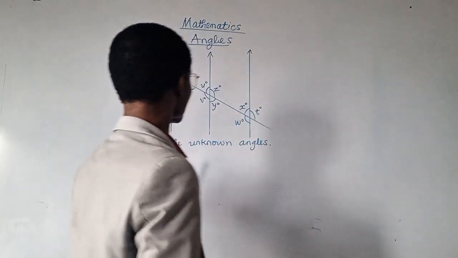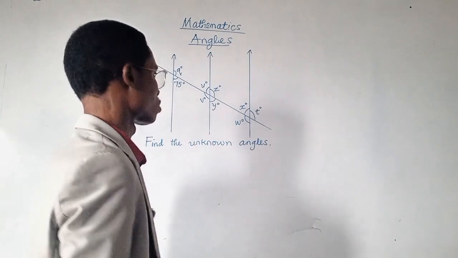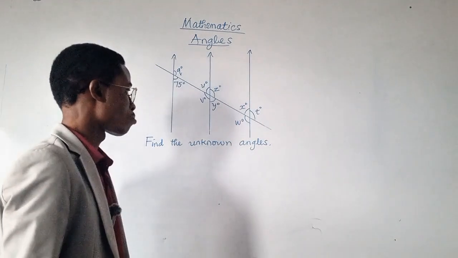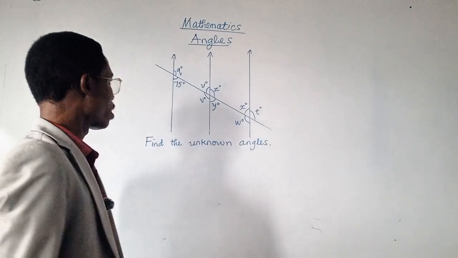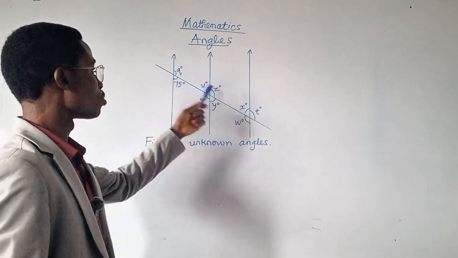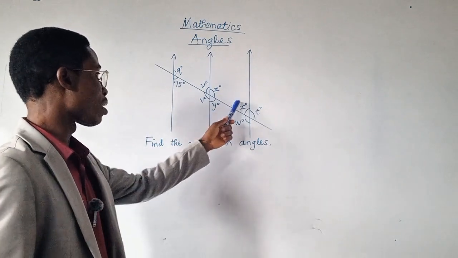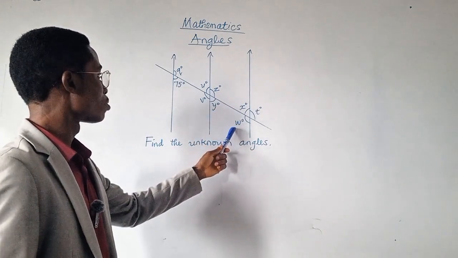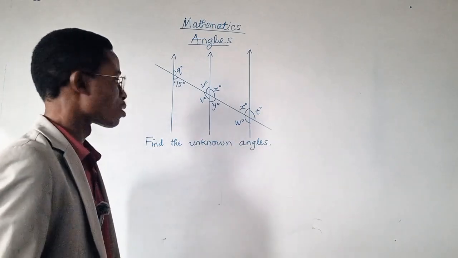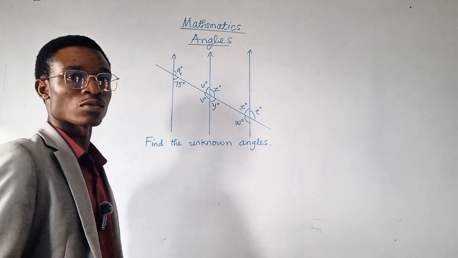Today, we want to look at this question. Find the unknown angles. What are the angles we are finding? We are finding Q, U, Z, W, Y, X, V, W, and T. If you look at it very well, this is a combination of corresponding angles.